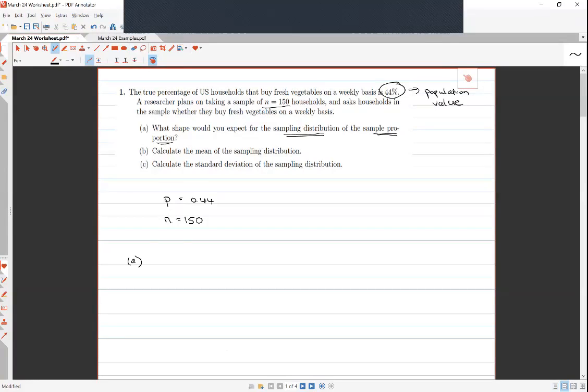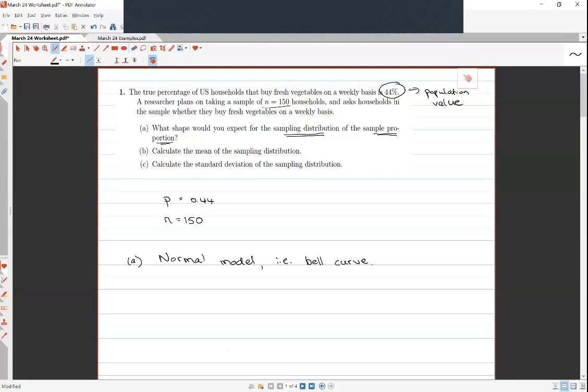And in the video from yesterday, you would have seen we are usually going to assume that the normal model holds. So we would expect our shape to be described by the normal model. In other words, we would expect to see a bell curve, if we could observe every single possible proportion from every single possible sample.